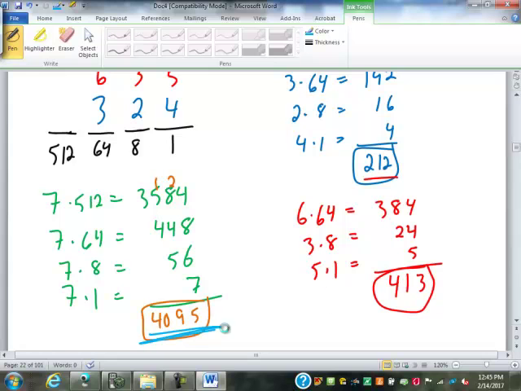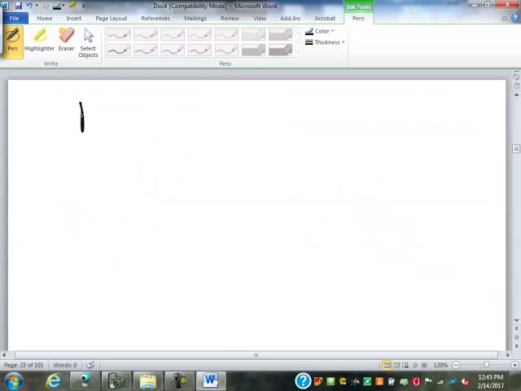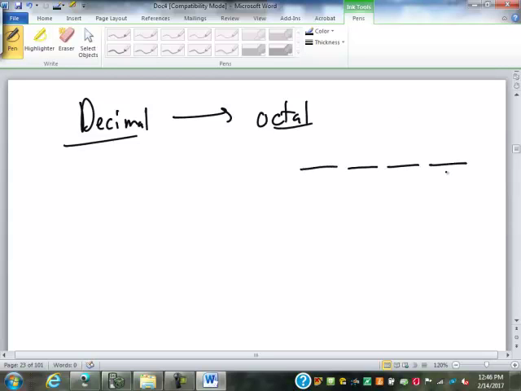Any questions on those? Did you get any of them to work for you? Okay. Yeah. So now let's go the other direction. If we have a decimal number and we want to go to octal. So we're going to have the place values up here again. 1, 8, 64, and 512. We can stop there.